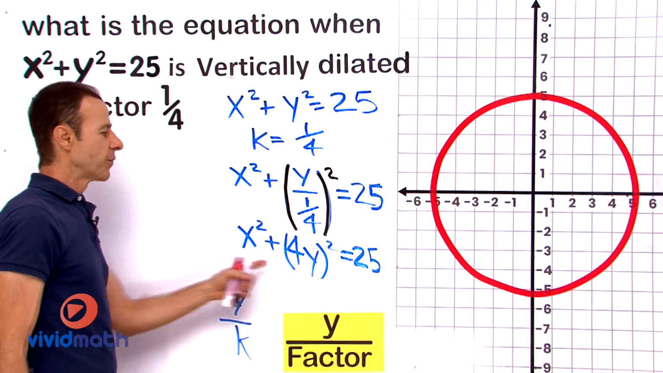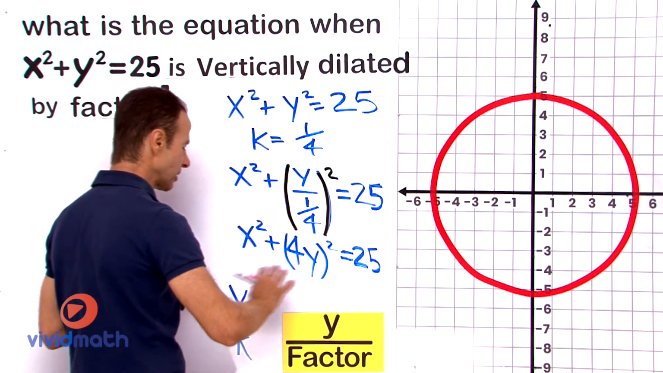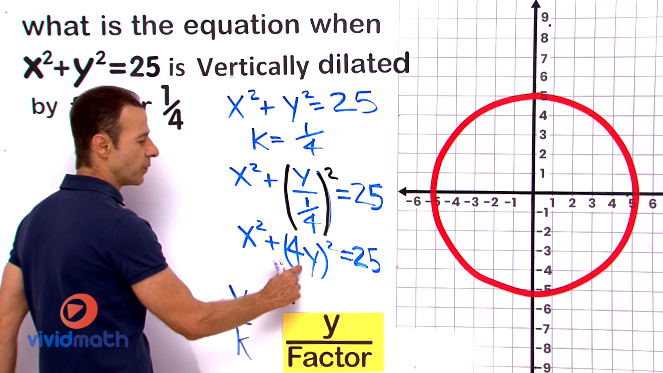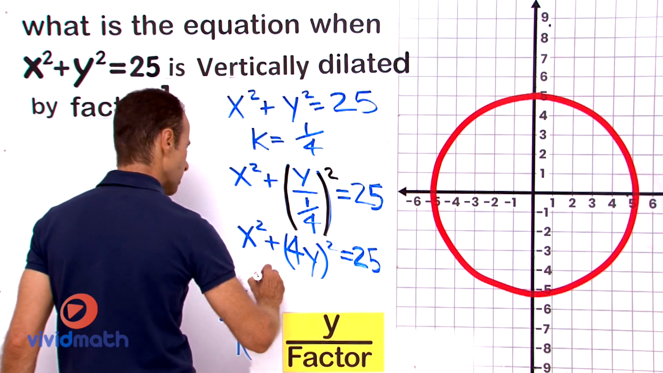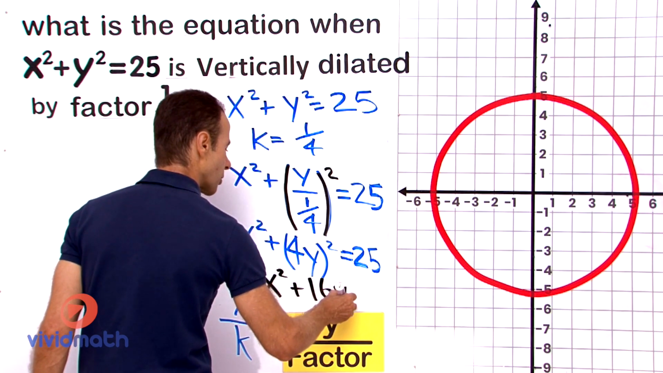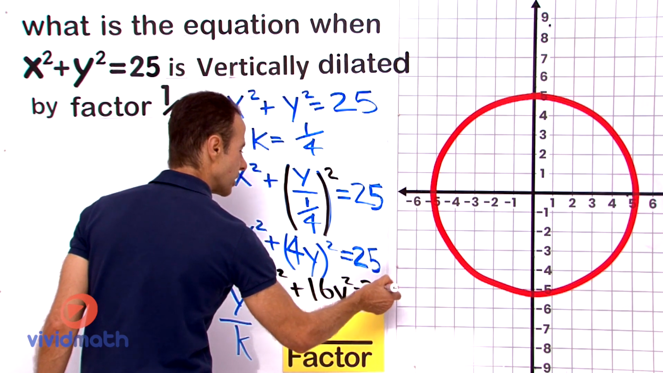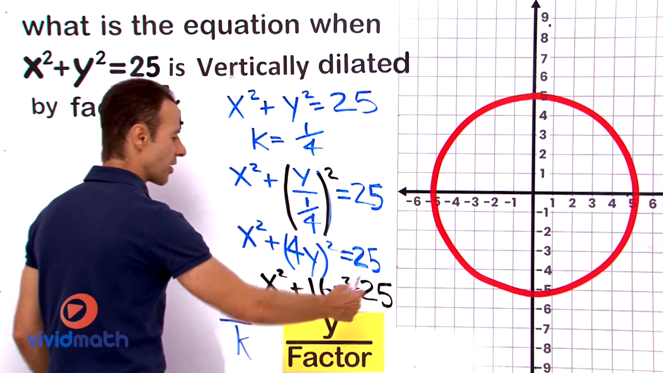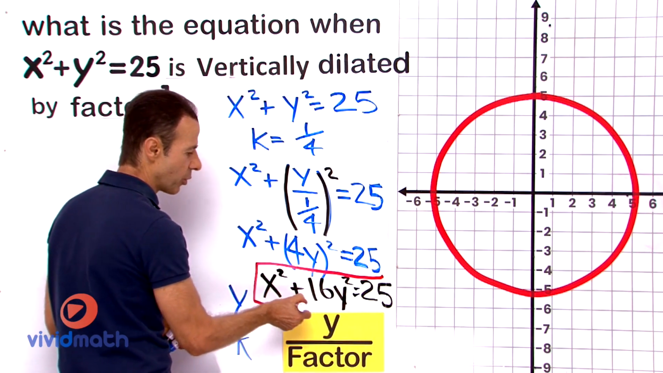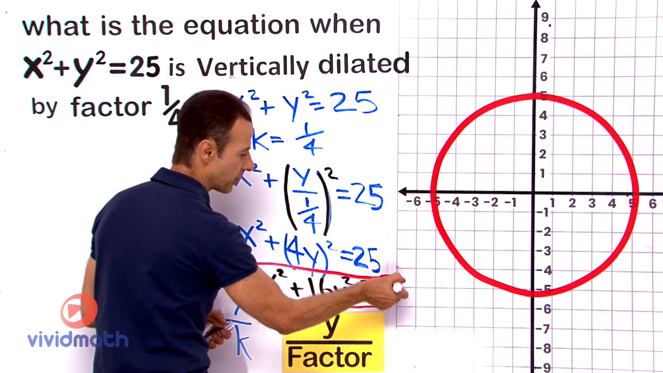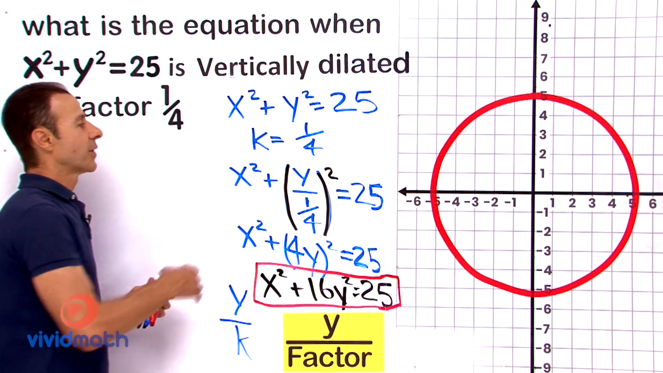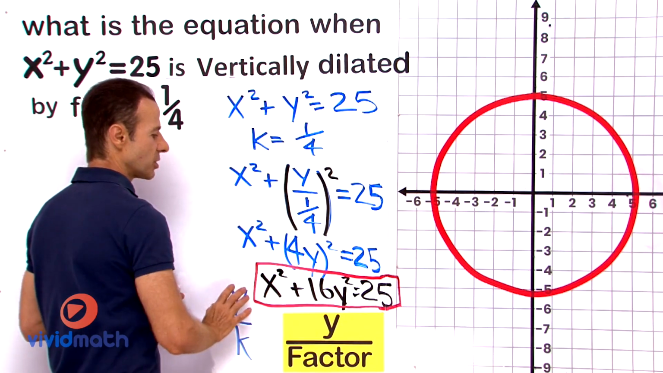Okay, can we further simplify this? Well, this is correct, but we can take a little step further, and we can finally write it by expanding this, because 4 times 4 is 16, isn't it? So we could write it like this: x squared plus 16y squared equals 25. So that right there is the new equation that we have created by applying a vertical scale factor of k equals 1/4. So that's what we got there.